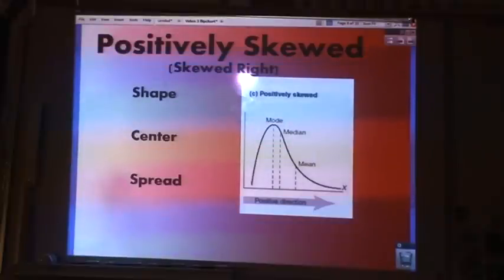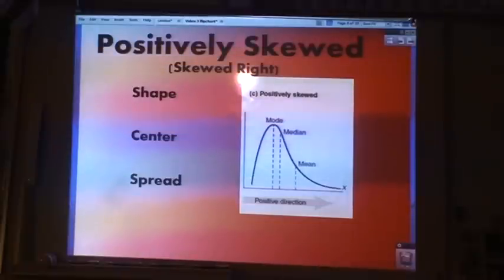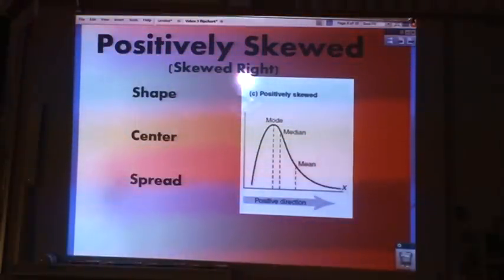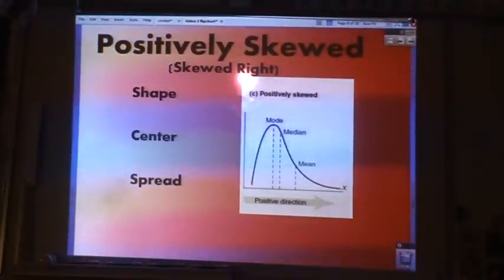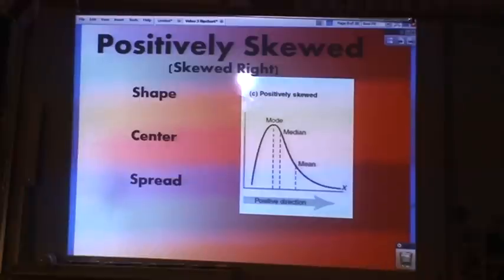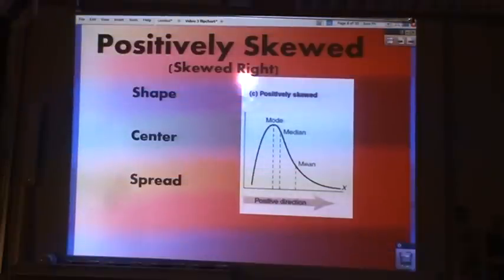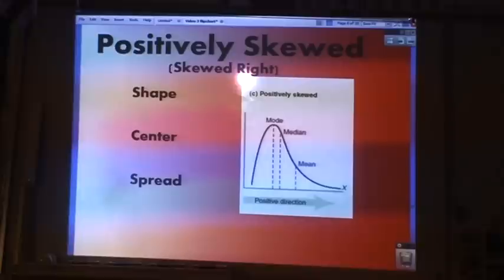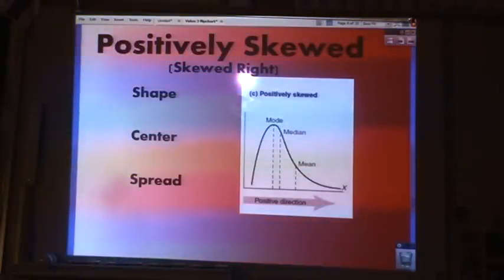This one is positively skewed or skewed right. The little tail, as you can see, is off to the right, so that's why it's positively skewed or skewed right. This means that we have maybe one person that scored really, really high and everybody else scored sort of in the middle. That means the mean is going to shift a little bit to the right, and the median will also shift to the right. The mode is always going to be right in the center. The spread is still the same as what it was before, except that now we just have an outlier that's skewing our data.